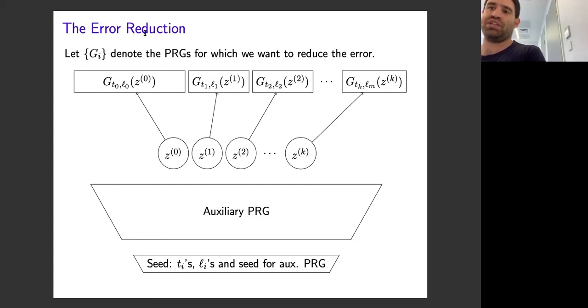This is how the general construction looks. G is the PRG that you start with. You can see here that it uses seeds, but these seeds are not independently drawn. They are drawn from an auxiliary PRG. And the overall seed for the generator is the seed for the auxiliary PRG, plus the seed that determines the partitions and when to throw in the random sigmas once in a while. So this is it. This is the entire error reduction.